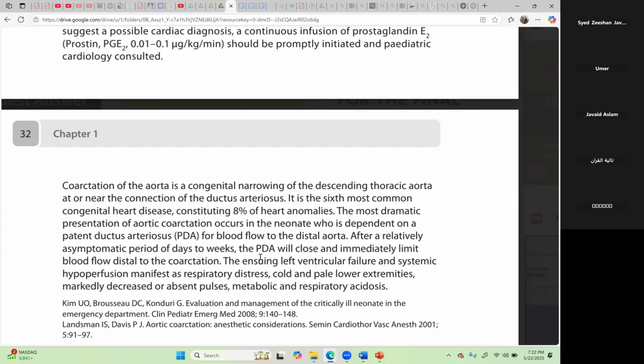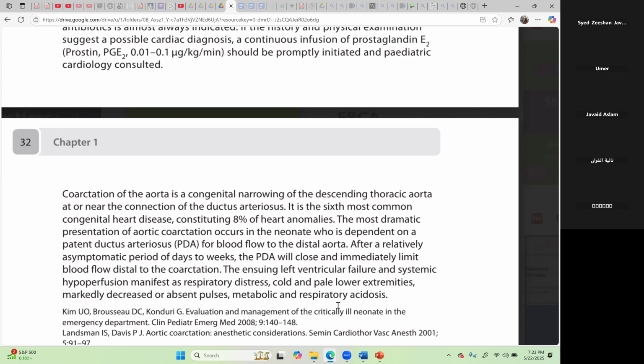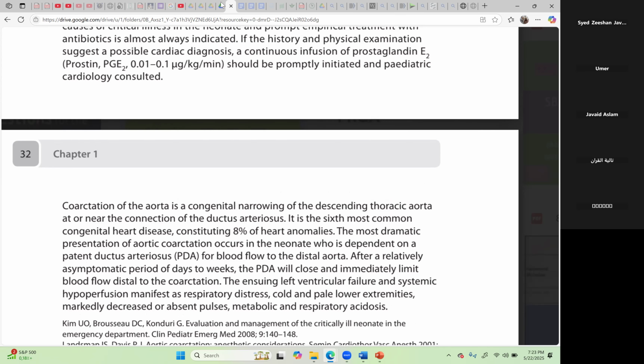After a relatively asymptomatic period of days to weeks, the PDA will close and immediately limit blood flow distal to the coarctation. The ensuing left ventricular failure and systemic hypoperfusion manifest as respiratory distress, cold and pale lower extremities, markedly decreased or absent pulses, and metabolic and respiratory acidosis. So actually, this was the question in this scenario. Okay.